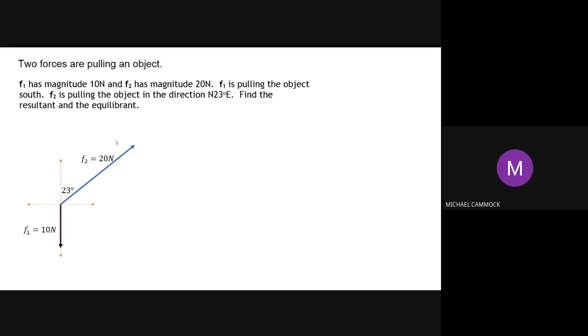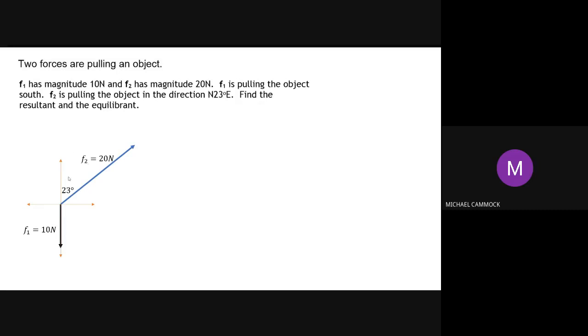Two forces are pulling on an object. F1, which I've labeled here, and by the way, I put these red lines here to represent east, west, north, and south, which we'll talk about in a minute. F1 is a magnitude of 10 newtons, F2 is a magnitude of 20. F1 is pulling the object south, and that's why, using the north-south line, north goes up, south goes down, west goes left, and east goes right. That's why this is going down 10 newtons. So some force is pulling 10 newtons in a southerly direction. That's my F1 force. Newtons, by the way, is what we're going to be using a lot when we're talking about the magnitude of force.